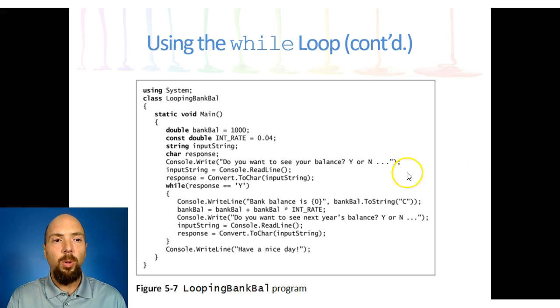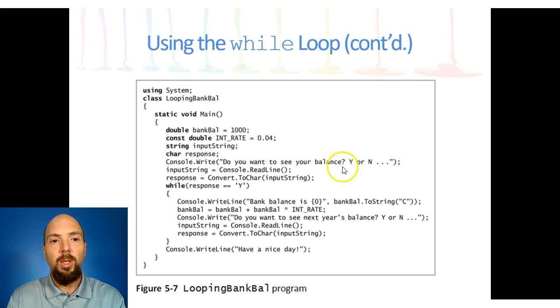But there's going to be some sort of external event that occurs that typically causes our while loop to exit. Alright, so we have a program where we have a bank balance of $1,000. We have a constant double for an interest rate, which is 0.04. We have an input string the user is going to put in. We're going to ask for a response. And so we're going to ask the user, do you want to see your balance, yes or no? Take the response, put it into input string.